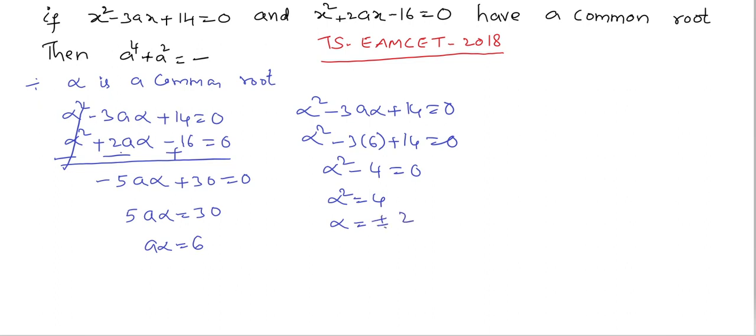So substituting alpha is equal to 2 in this equation, a alpha is equal to 6. A into 2 is equal to 6. A is equal to 3. The value of a is 3.